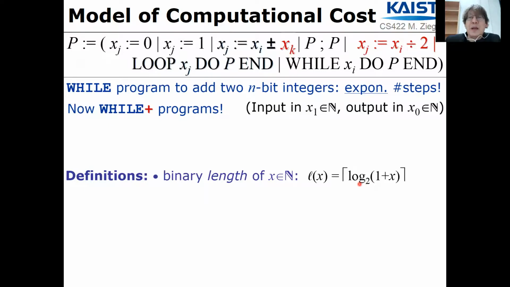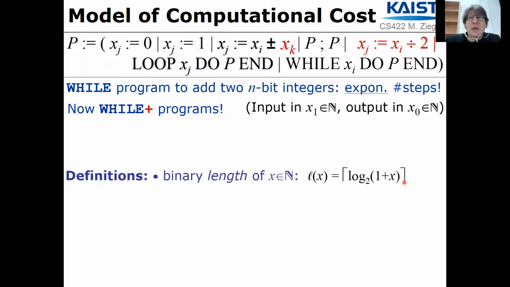The logarithm of 3 with base 2 is a little bit larger than 1, right? Between 1 and 2. The value 3 is between 2 and 4, so rounding up means that the logarithm now becomes 2. The binary length of 2 is 2, which makes sense because 2 in binary is 1, 0, two digits. And similarly, the binary length of 3 is also 2 digits, 1, 1.